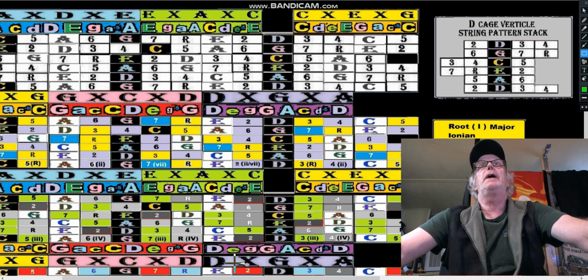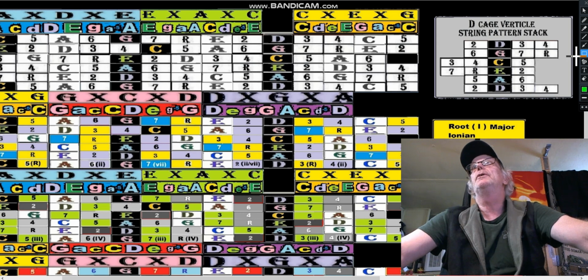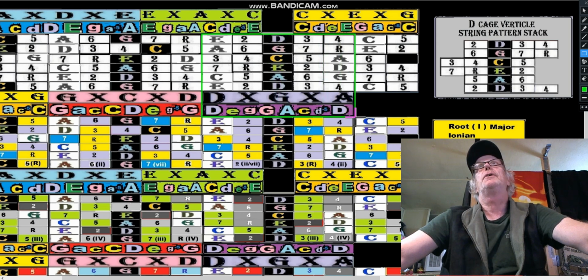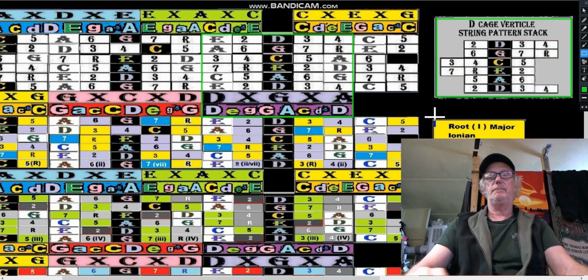And that's until you actually assign a key to the fretboard properly. And right now we're going to look at this. So over here is the D cage right here. Okay, that's all I wanted to show you. So this right here is what is here. These two are the same.